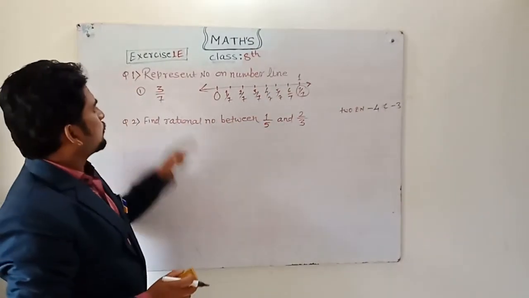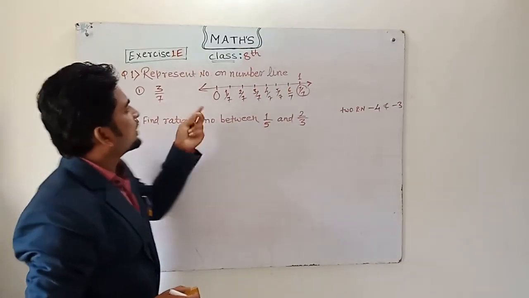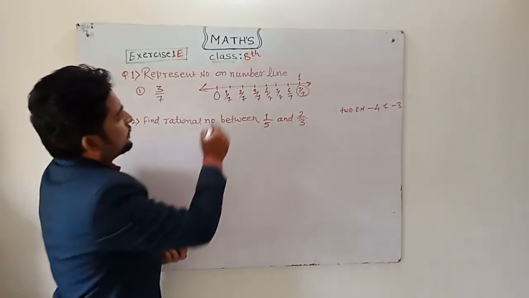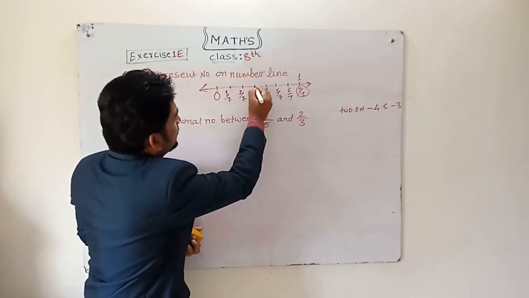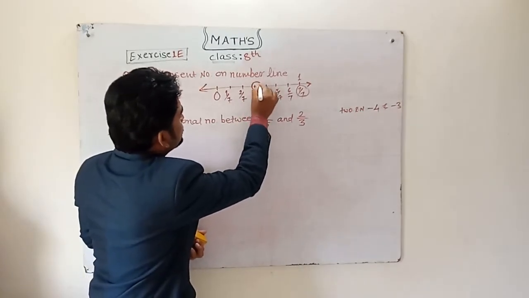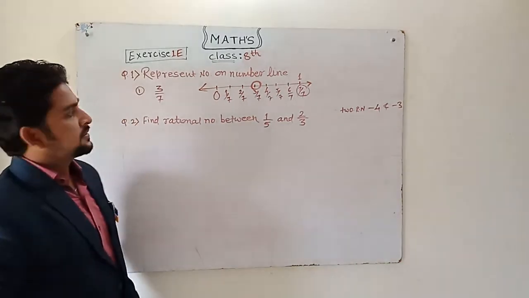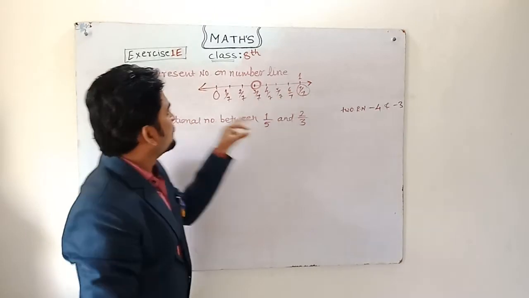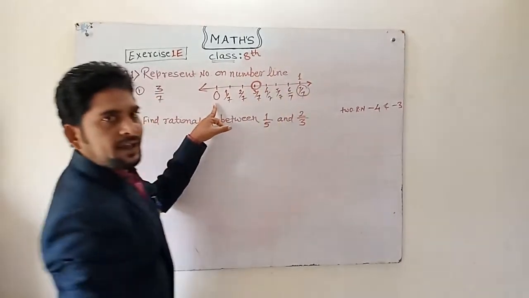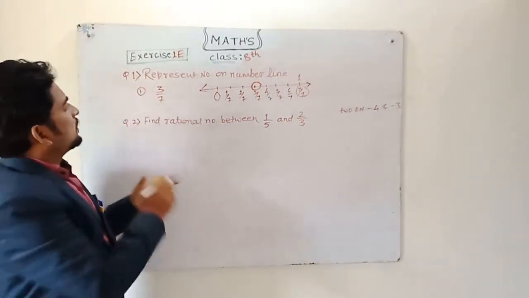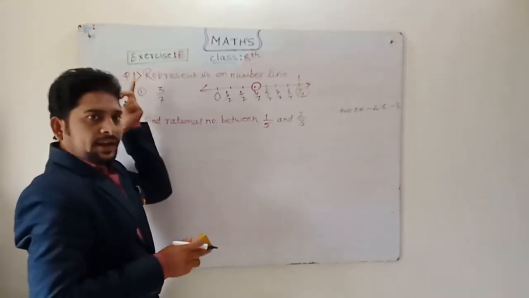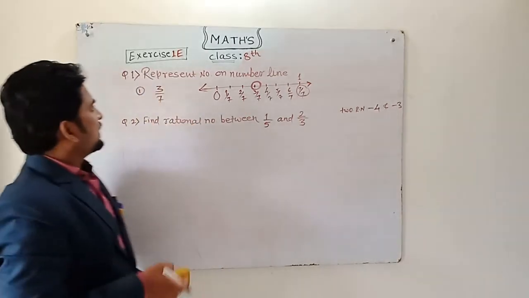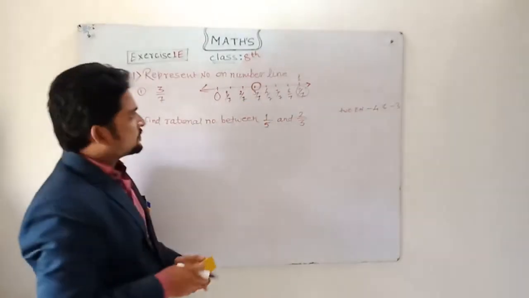See here, we made 7 parts. And the third part, first, second and third part, this is your 3 by 7. 7 by 7 means 1, so obviously it comes in between 0 and 1. Like this you have to draw. If it is minus, then it would come on the left side of the 0, right? Getting my point? Like this you have to do, and solve the other questions.